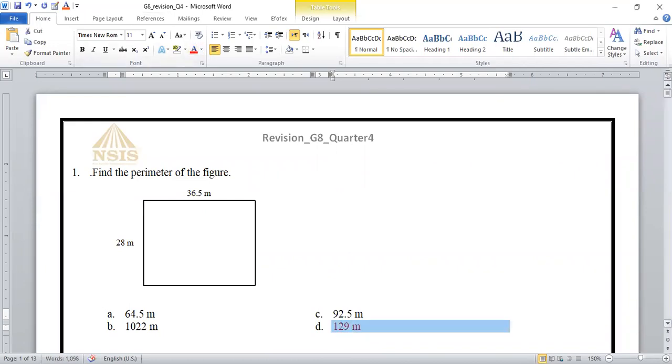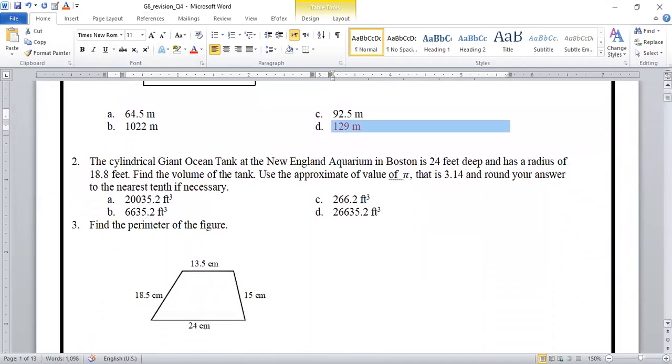Question number 2. The cylindrical gauge ocean tank at the New England Aquarium in Boston is 24 feet deep and has a radius of 18.8 feet. Find the volume of the tank. Use the approximate value of pi, that is 3.14, and round your answer to the nearest tenth if necessary.